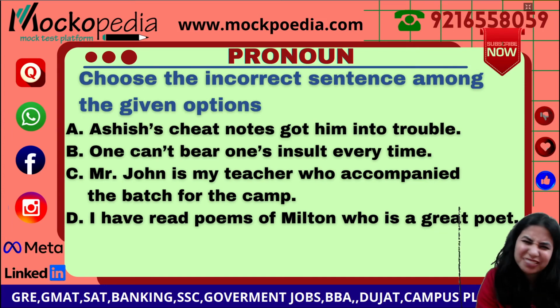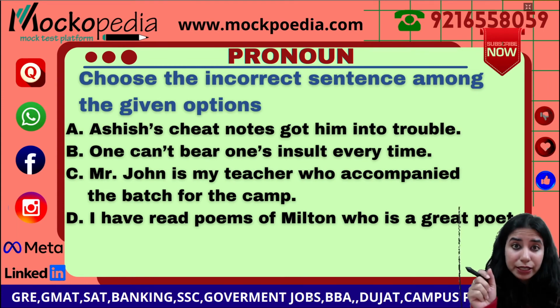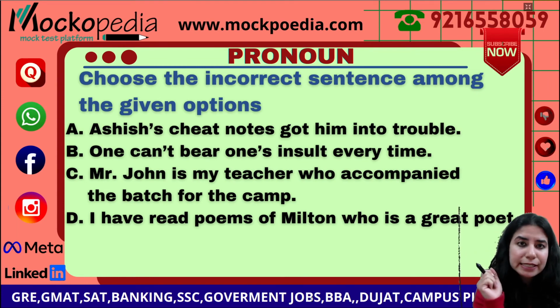So we'll start in the reverse order. Okay. So I have read poems of Milton, who is a great poet. So who, we are using a relative pronoun for Milton, who is a person. So this is correct. That means D is not our answer. We are looking for an incorrect statement. Let's come to sentence C. Mr. John is my teacher who accompanied the batch for the camp. So who is being used for Mr. John, who is a person. So the relative pronoun who is rightly used. That means there is no error in C also.